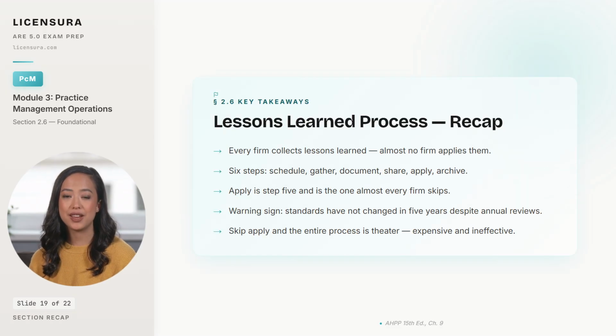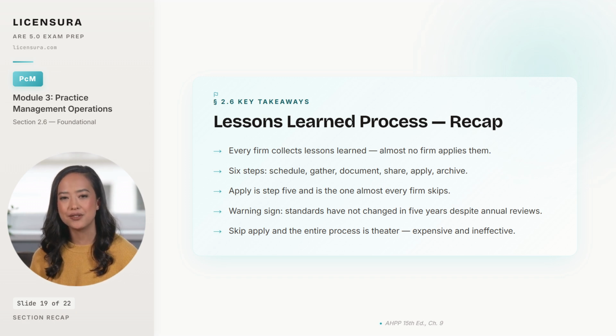5 takeaways from the lessons learned process. First, every architecture firm collects lessons learned in some form, and almost none of them actually apply those lessons to change how the firm operates on the next project. Second, the AHPP defines a 6-step process: schedule, gather, document, share, apply, archive, and the steps build sequentially.